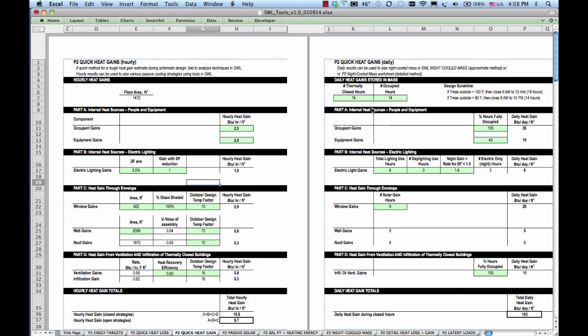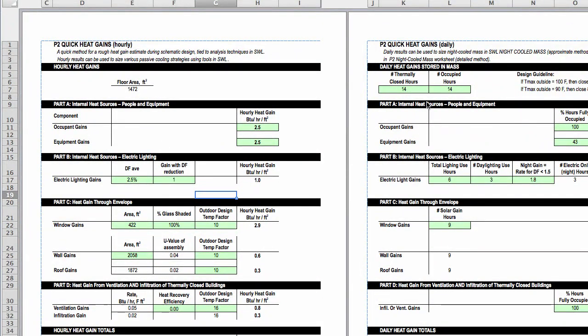We're now looking again at the P2 Quick Heat Gain worksheet. So I'll come down to Part C, Heat Gain through the envelope, and we need to input our outdoor design temperature factors. So we just found that the outdoor temperature factor for windows in Knoxville would be 16. For walls, 15, and we recorded 35 for the roof gains. We need to input the wall areas also, including the south side.